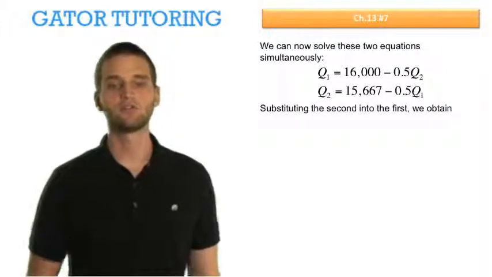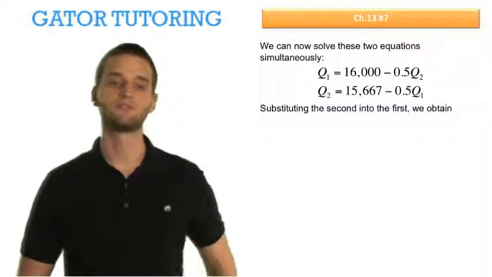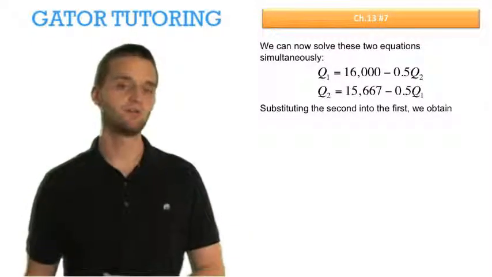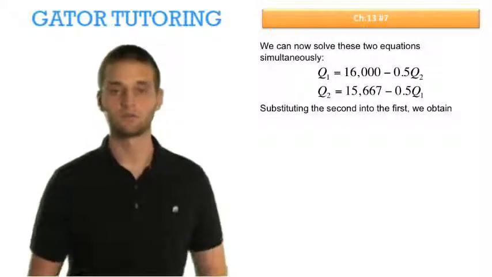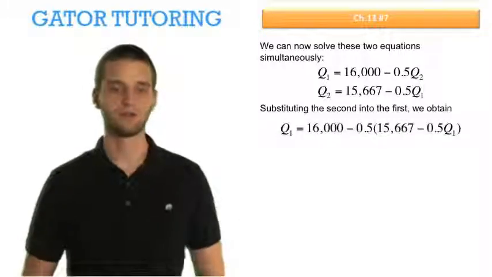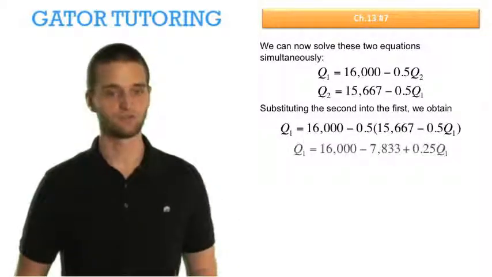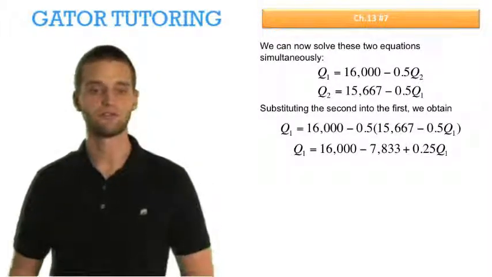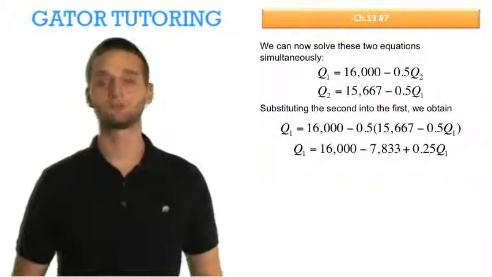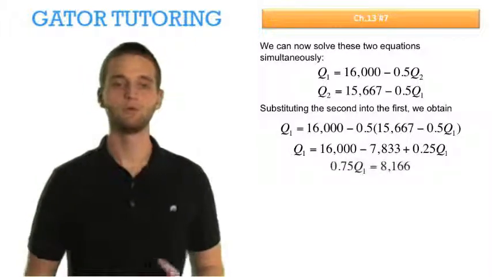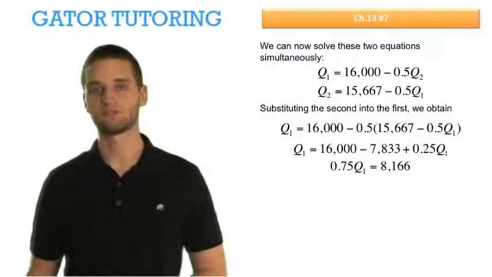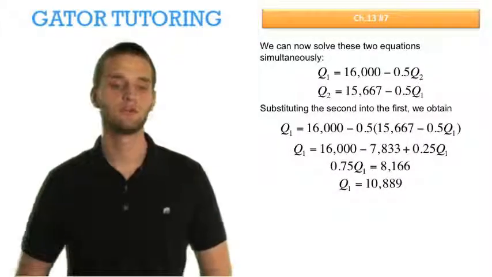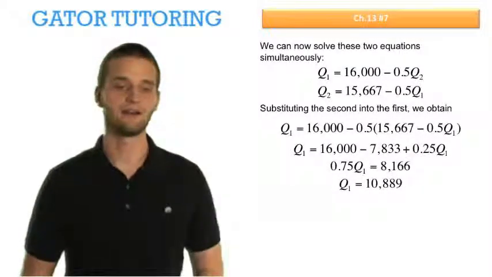So substituting the second into the first, which means plugging in 15,667 minus 0.5 Q1 into Q2 in our first reaction function, we obtain the following. We just distribute the minus 0.5 to give us 16,000 minus 7,833 plus 0.25 Q1. We move the Q1s over to one side and all the constants to the other, and then we just want to divide by 0.75, and we see that Q1 is 10,889.